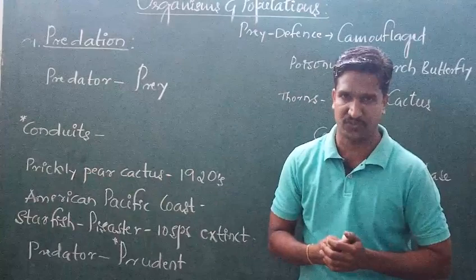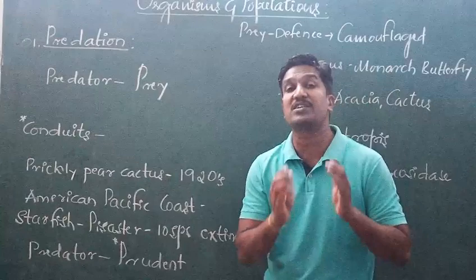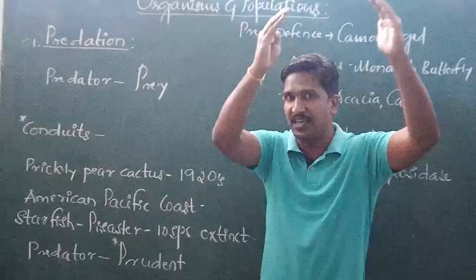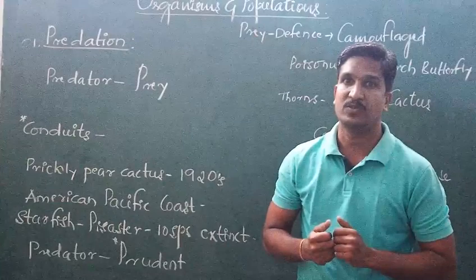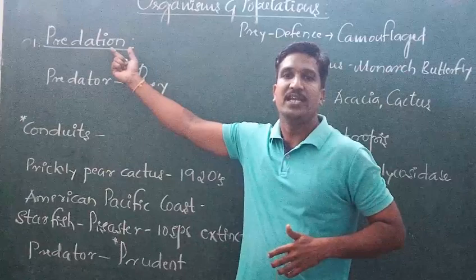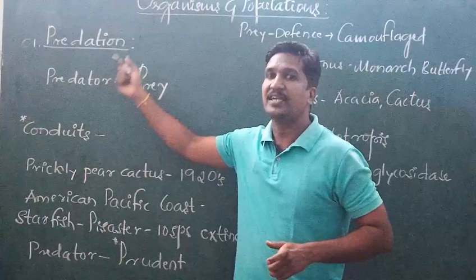During that, the transfer of energy will take place. So transfer of energy from plants to animals will take place. Plant is one trophic level because they are producers. Animals are consumers. We are consuming them. So a relation comes, an interaction comes. Predation is nothing but an interaction between the prey and the predator.